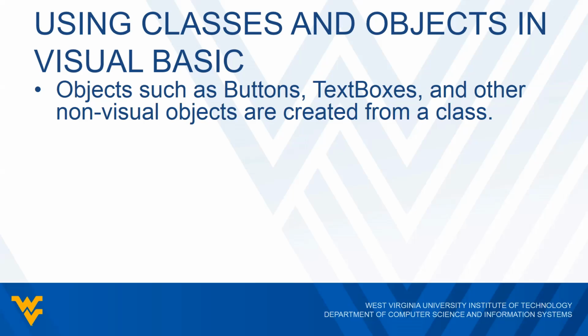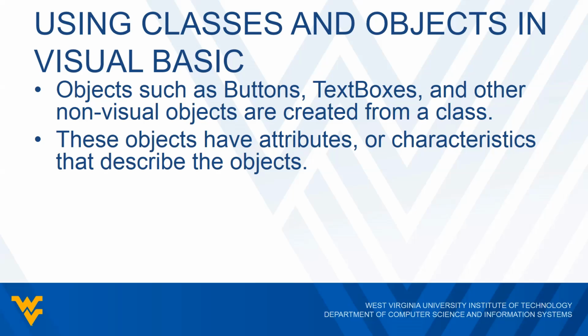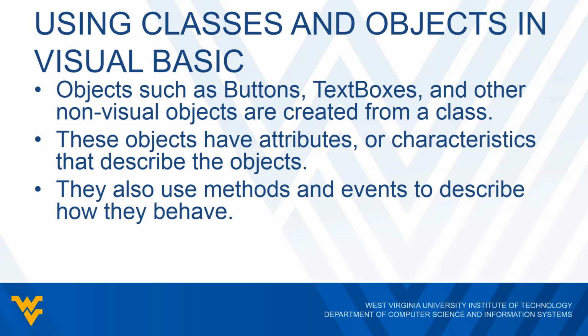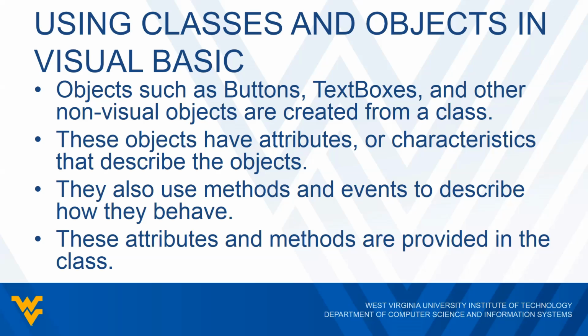Whenever you create a button, for instance, that particular object would have attributes or characteristics that describe the object. So you have event properties, name properties, size properties. You have all these different properties. These properties would be the attributes of a button class, for example. And then they also have methods and events that would describe how they behave. So we would have a method for a button that describes what happens when you click on that particular button. And all these attributes and methods would be provided in the class.